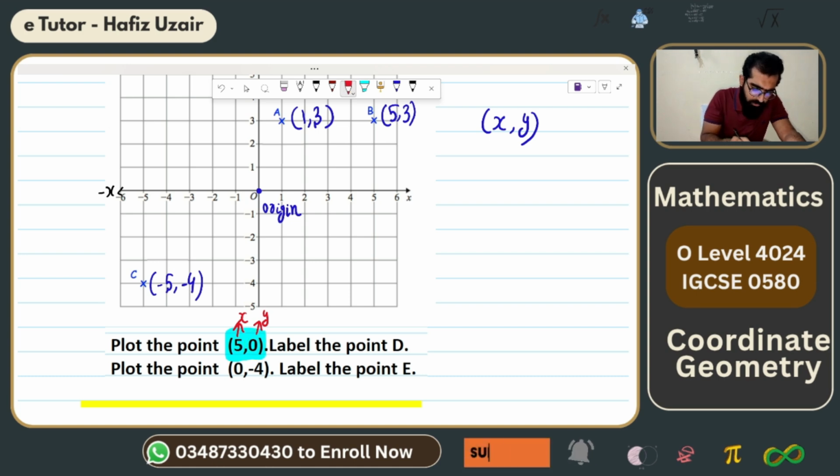So this point will be 5, 0 over here. So this is the point 5, 0. Also you need to label this point as D, so I'm just labeling it here.